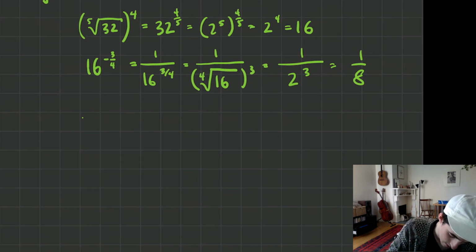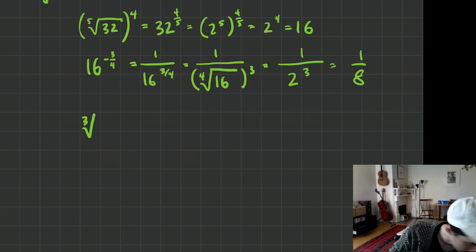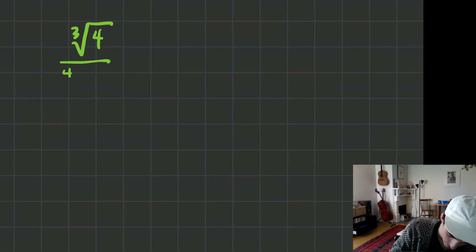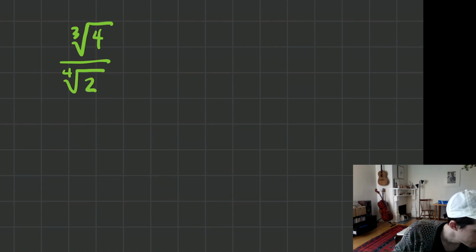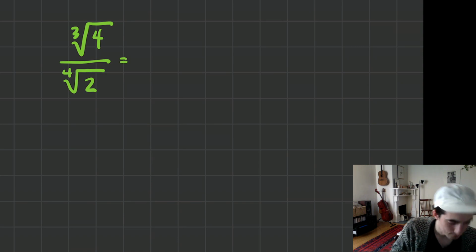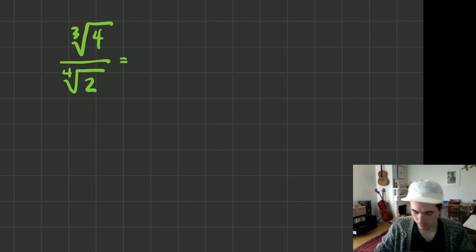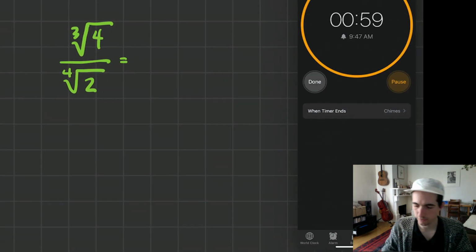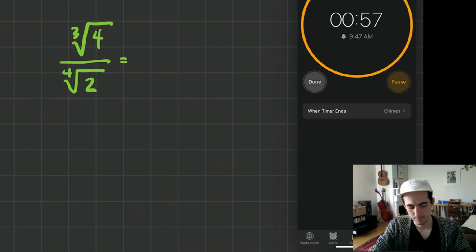So I've got the third root of 4 over the fourth root of 2. Okay? Tricky one. This one might take more like 2 minutes, but I'll still give you 1 minute. See how far you get. This one's tricky, but you can do it.